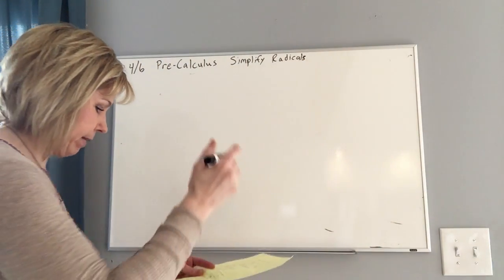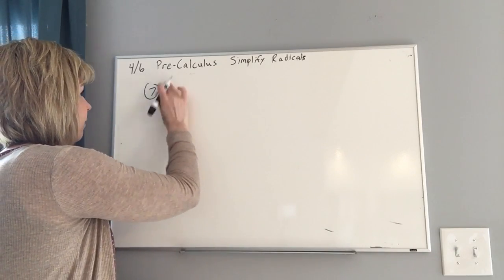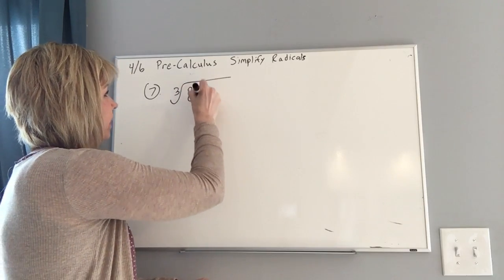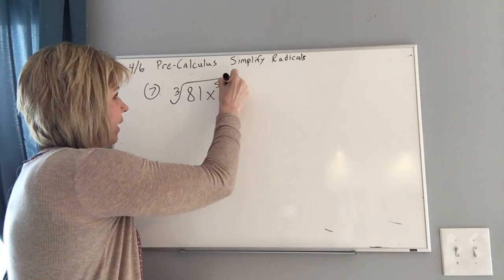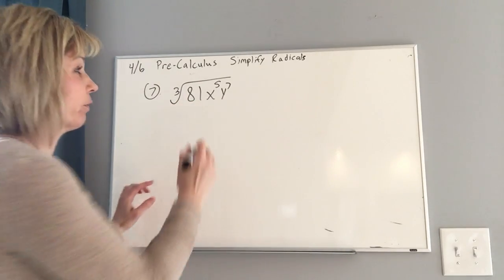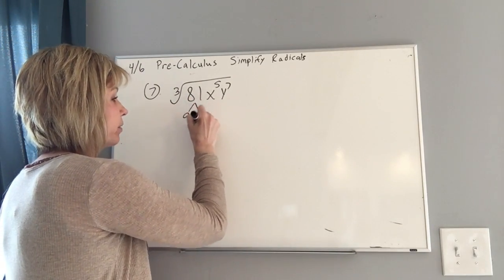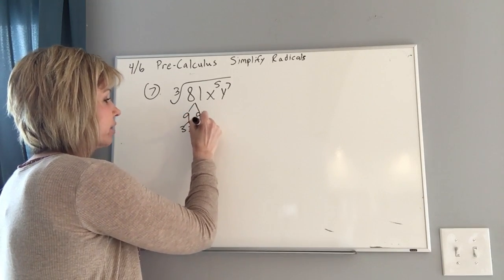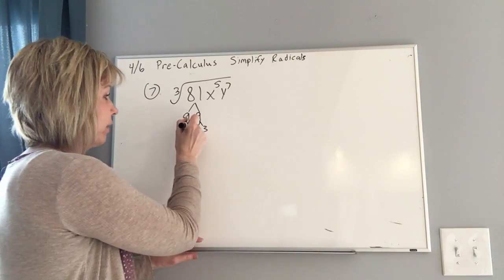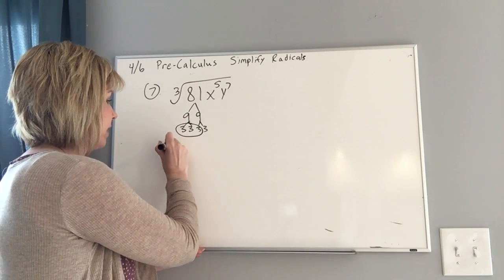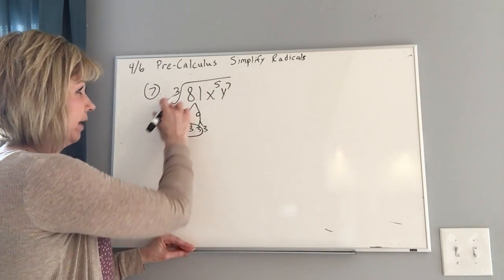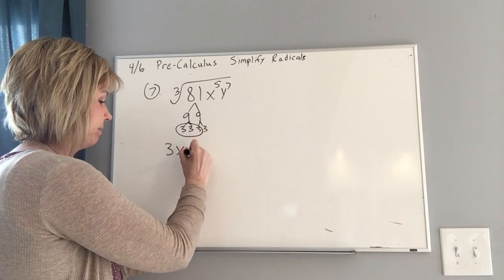Okay, this one is my extra example, number 7. I've got the cube root of 81, x to the 5th, y to the 7th. I want you to break down the number into its prime factorization. So we've got 4 3's, and we need 3 of them to take out 1. So I'm going to circle a group of 3, and we'd say this is 3. Well, how many x's can come out? 1 x can come out. How many y's can come out? 3 can go into 7 2 times.